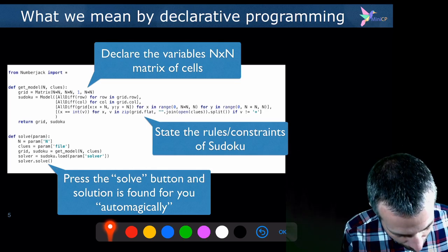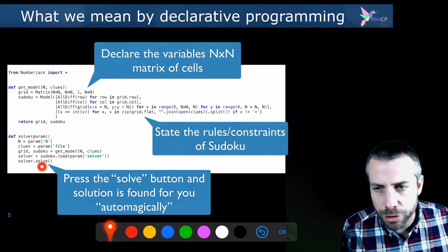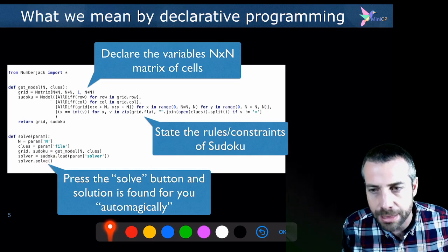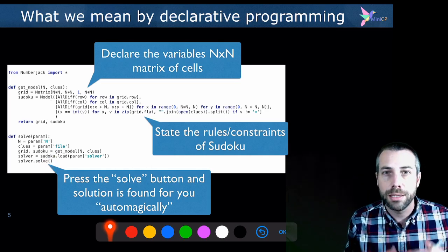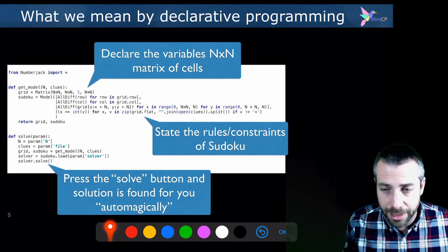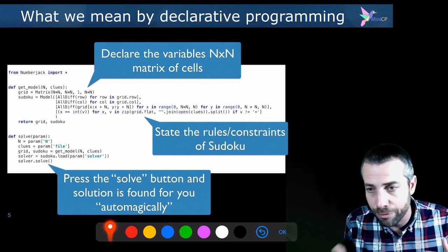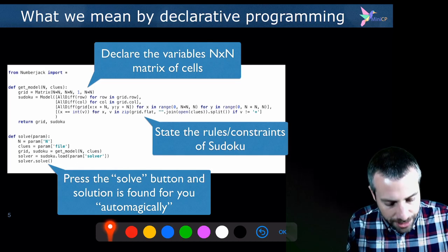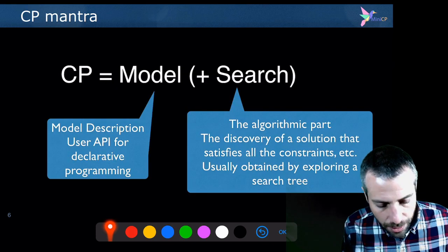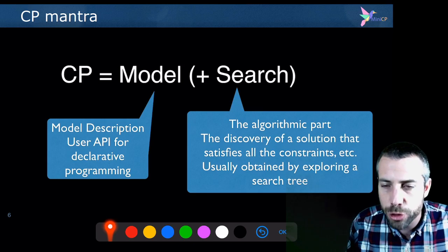And then here I'm pressing the run button. I ask the constraint programming solver, please find a solution that satisfies all this set of constraints. And this is really declarative programming, very high level. You don't have to understand how the solver will find a solution here. You just need to understand how to state the problem, how to state the constraints. And this is why the CP mantra is this one.